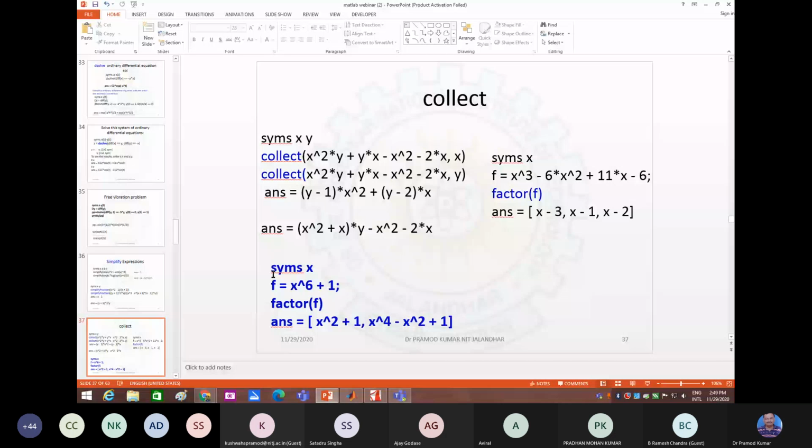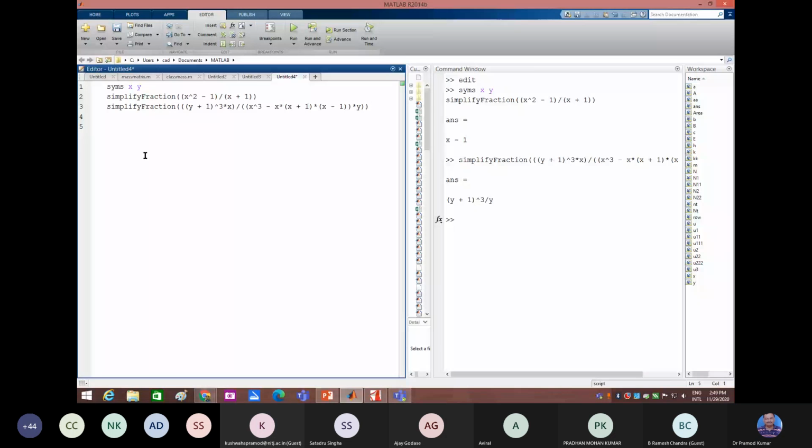Factor. Go to this place. What should be the factor here? Automatically it will give factor x square plus 1 x4 minus x square plus 1. This is the factor. Anything which you know about the expression, you can verify here, like x square plus 1, then x square minus 1 you can have here, and you can verify whether it is coming correct or not.